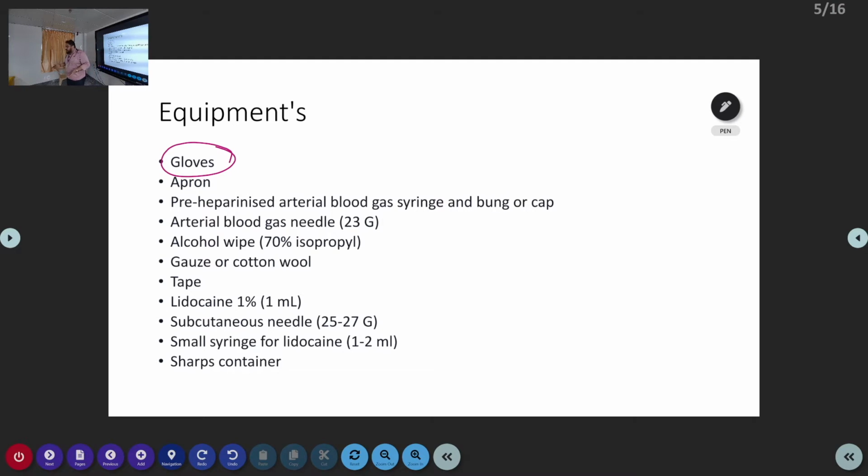And an apron. That is again to avoid spillage on your dress. So if you have an apron, you can use that also. So that is the next thing.